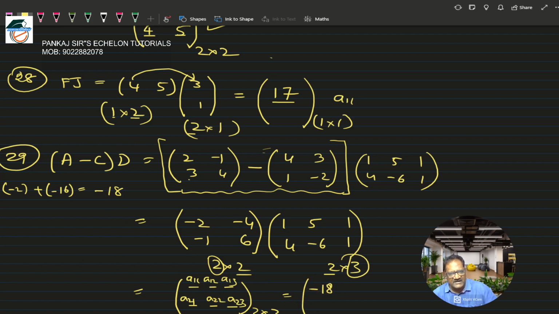Now let us do A12. A12 means first row and the second column. So minus 5 into 2 will be minus 10, plus this minus 4 into minus 6 will be 24. So it is minus 10 plus 24, that is plus 14. So I'll get a plus 14 here. I did not write this plus sign, just 14 I can write.